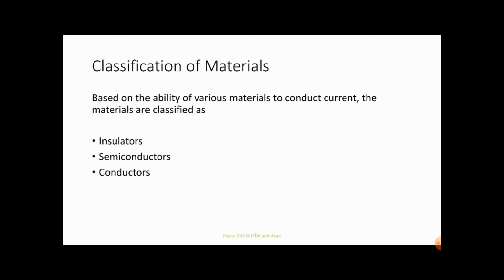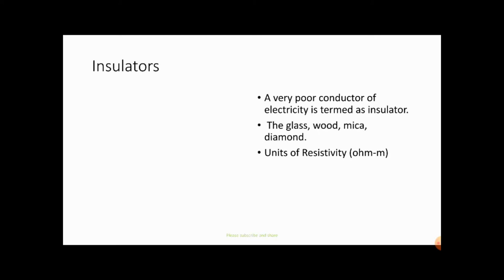Next, classification of materials. Based on the property of conductivity, the materials are classified into insulators, semiconductors and conductors. So let us discuss the insulator, semiconductor and conductors one by one. So first, insulators. Insulators are very poor conductors of electricity, and good examples are glass, wood, mica and diamond.